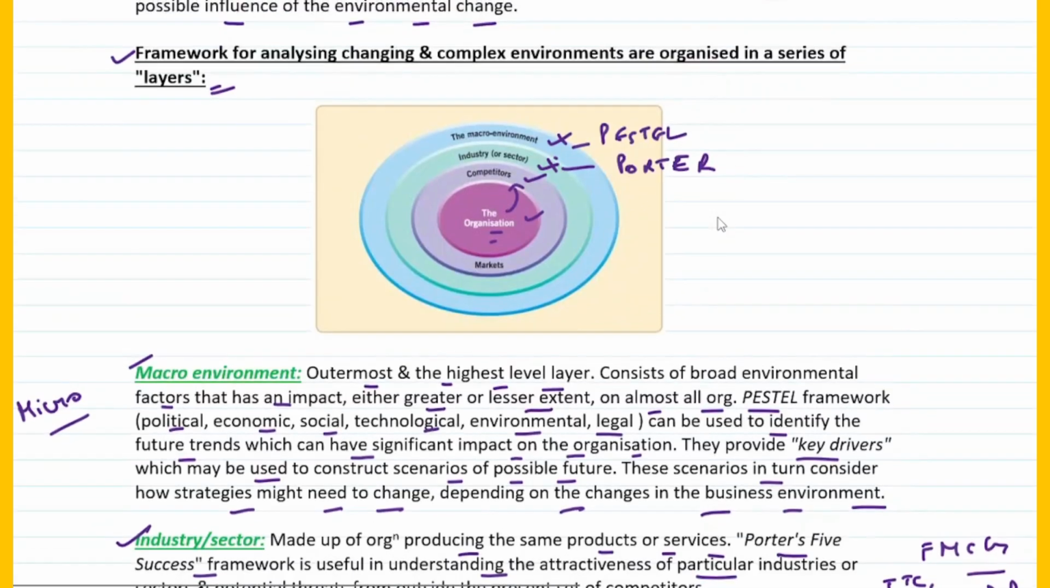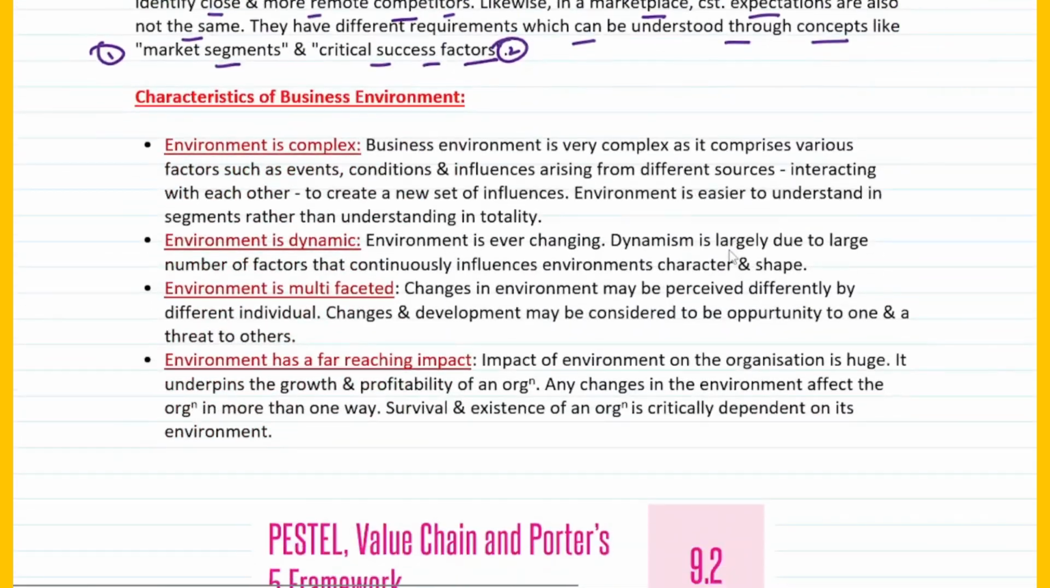So the fourth one is obviously the organization. We are not discussing that because that's the core around which these layers are working. So the first one is the macro environment; please remember the PESTEL framework. The second one is industry, where we talk about the Porter's 5 forces model, and the third one is competitors. Fine. Okay.